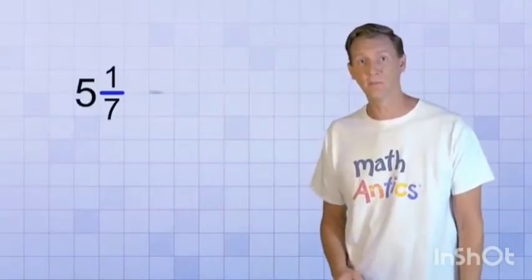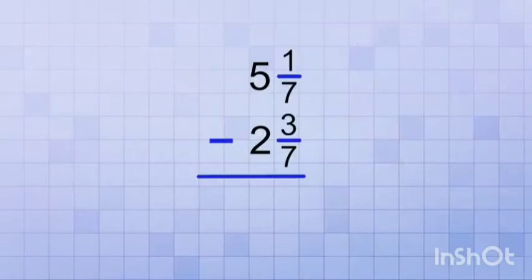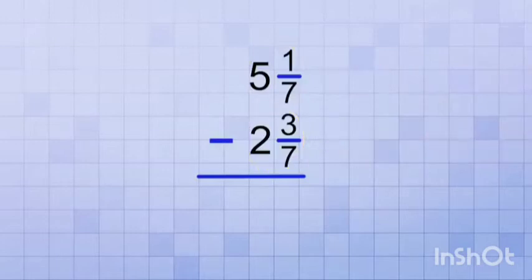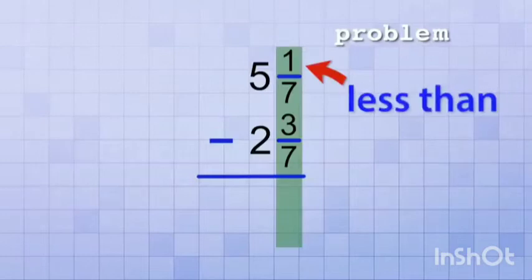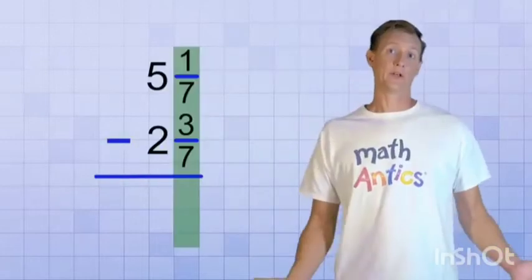5 and 1/7 minus 2 and 3/7, and let's use stack form again. We're starting out with 5 and 1/7, so it goes on top, and 2 and 3/7 goes on the bottom. But when we try to subtract the fractions column, you'll see that we have a little problem. 1/7 is less than 3/7, so we can't subtract it without getting a negative number, which we'd really like to avoid. So what do we do now?